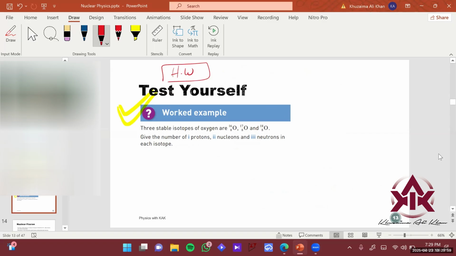These are three isotopes here. You want to find the proton numbers, the nucleons, what is the mass number, and the neutrons in each isotope over here. You will realize the number of neutrons is changing, but the proton number is the same. That is why they are isotopes, right?